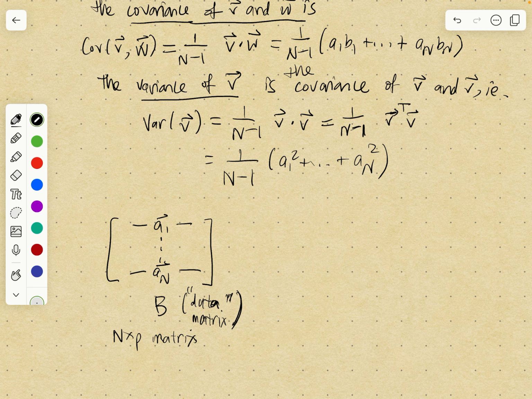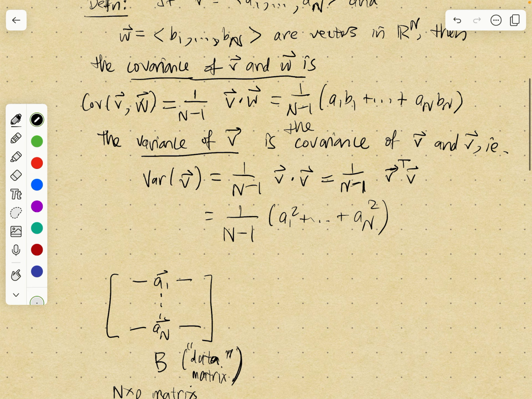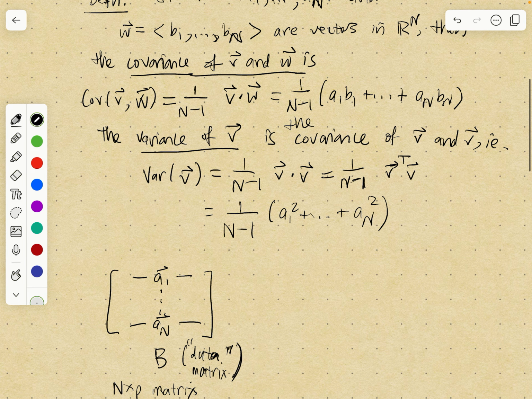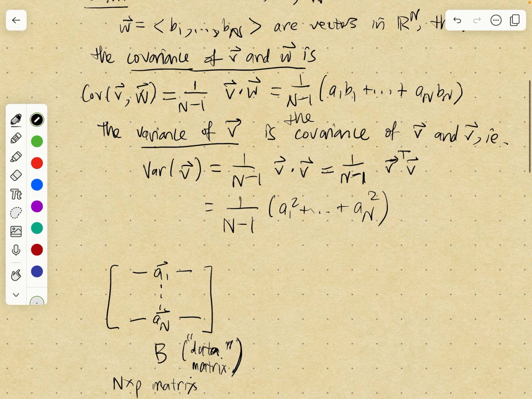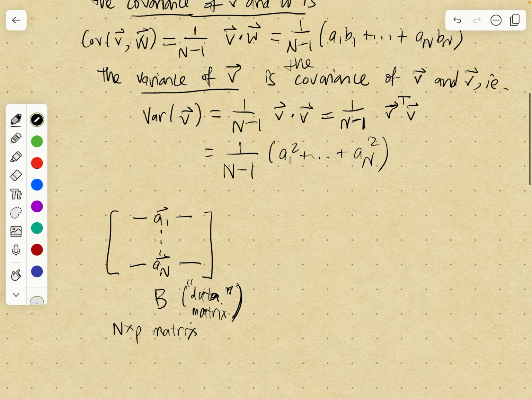Oh, I guess technically, well, I'll explain what's going on in a minute. So here I have these rows, and when I'm thinking of this V transpose V, I'm thinking of V as a column vector, right? But here I have a row vector, so it's slightly different. Well, okay, so we're going to do B times B transpose. So B times B transpose, well, B transpose will have columns A1 through AN.